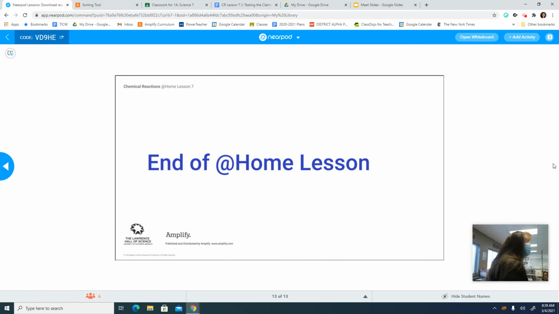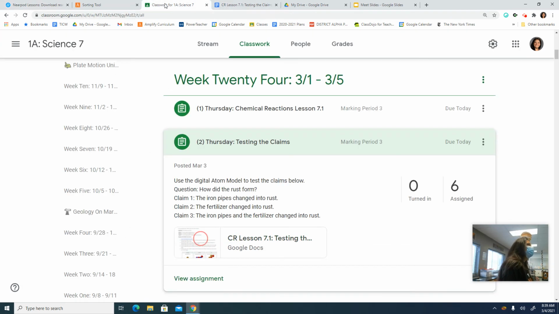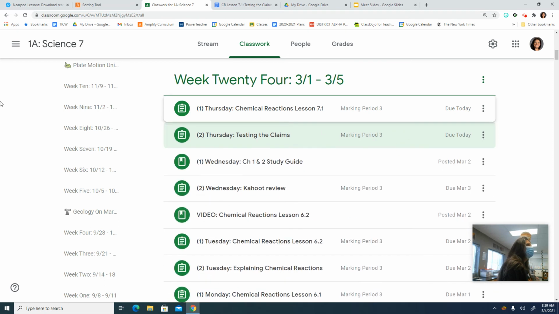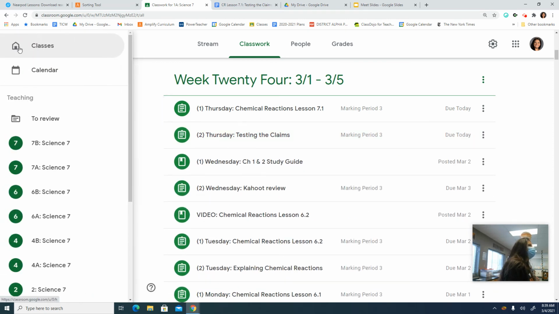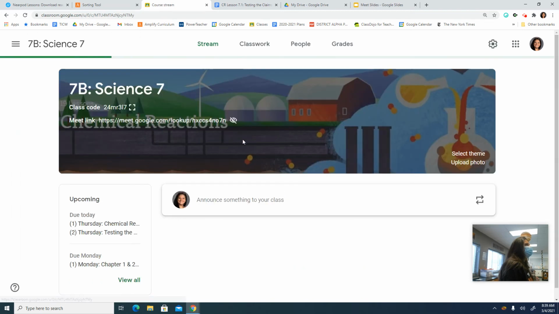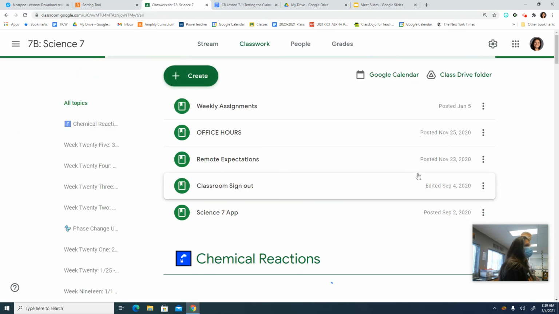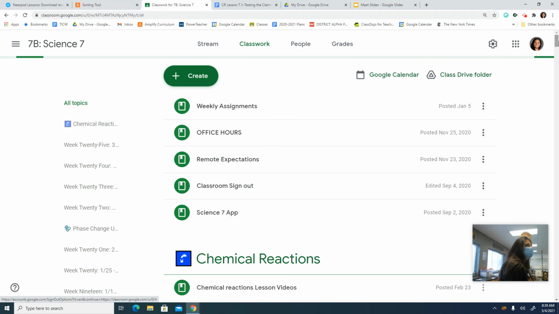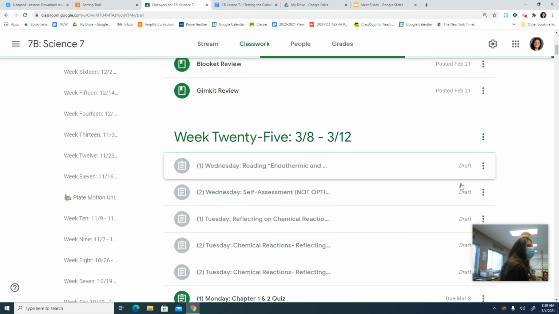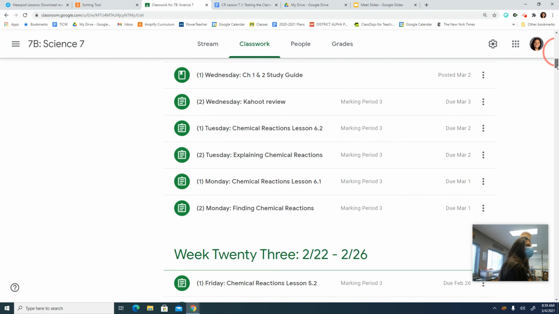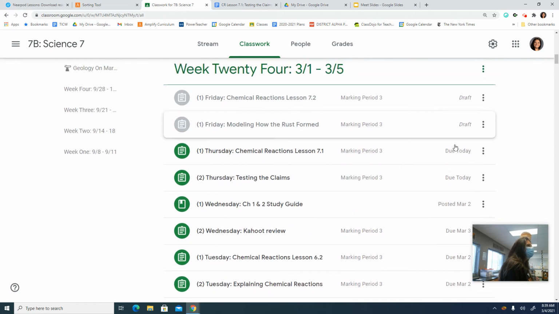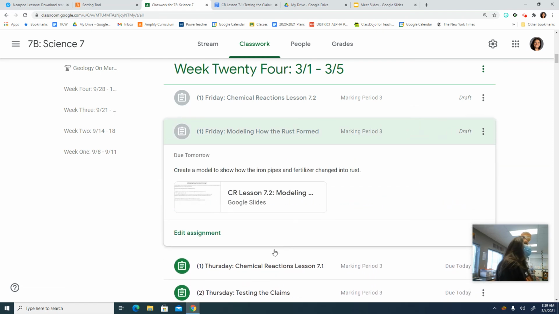All right, so tomorrow at home, you can turn in your Nearpods and your document if you haven't already. And let's take a look at what this report is going to look like for tomorrow. Oh, the report, this is better. The report is actually just a model. You're going to create a model of how the rust forms.